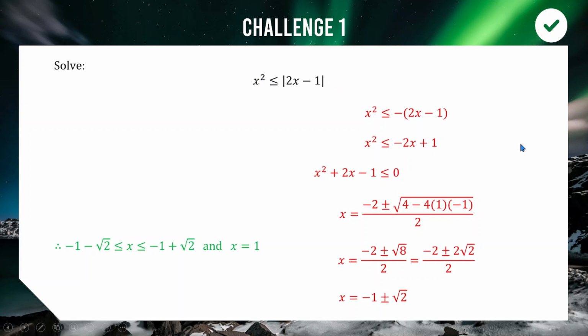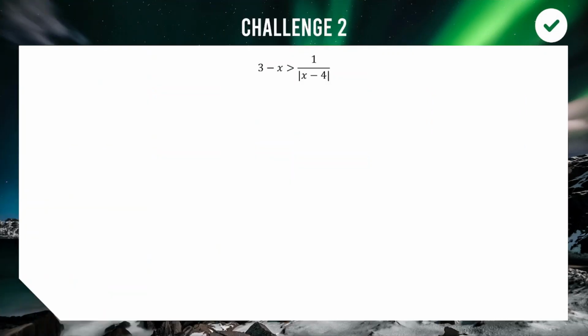Okay, that was fun. Let's kick it up a gear and do another one. All right, 3 minus x is greater than 1 over the absolute value of x minus 4. Oh boy, this is fun.